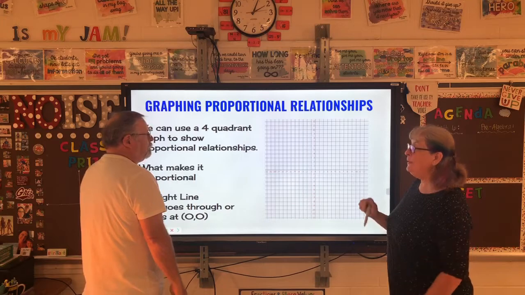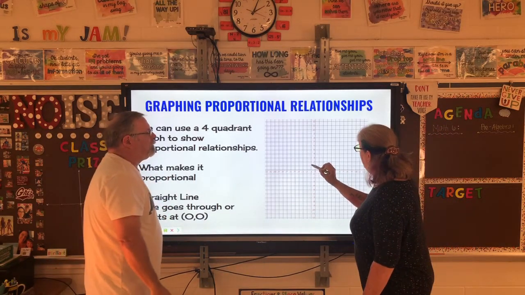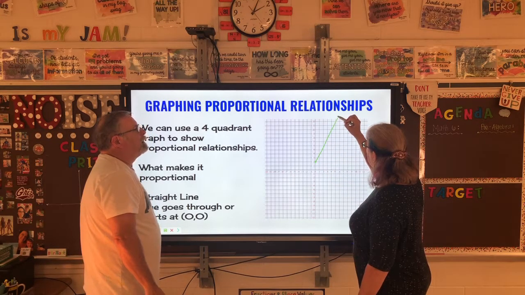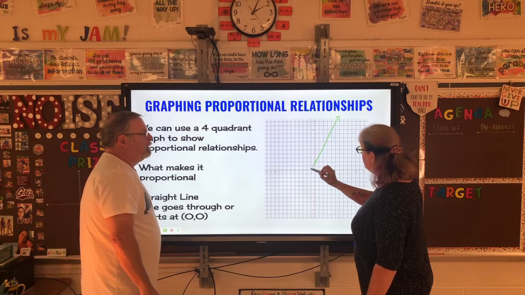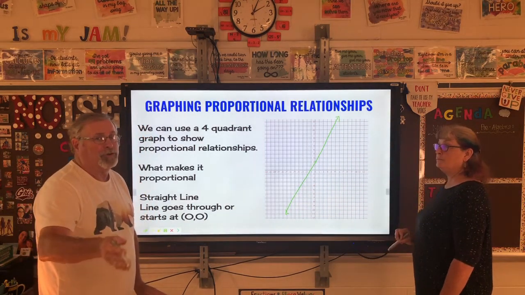I want to show them what it means to not be proportional. So what wouldn't be proportional? That would be if, like, I started up here at 2 and I went this way. So that's straight, but notice how it did not go through the origin. If it doesn't go through the origin, it's not a proportional relationship.